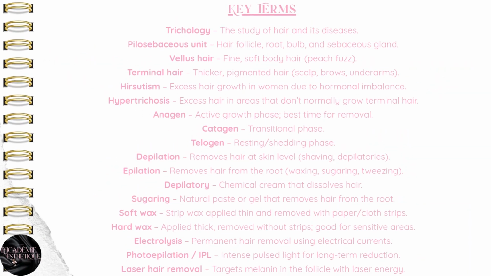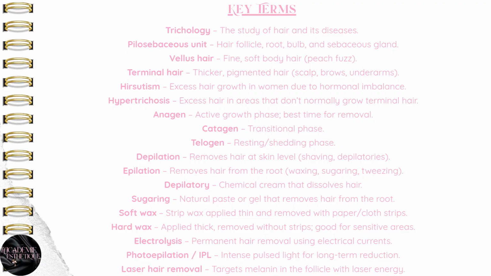Key terms. Trichology, the study of hair and its diseases. Sebaceous unit, hair follicle, root, bulb, and sebaceous gland. Vellus hair, fine, soft body hair similar to peach fuzz. Terminal hair, thicker, pigmented hair on your scalp, brows, and underarms.